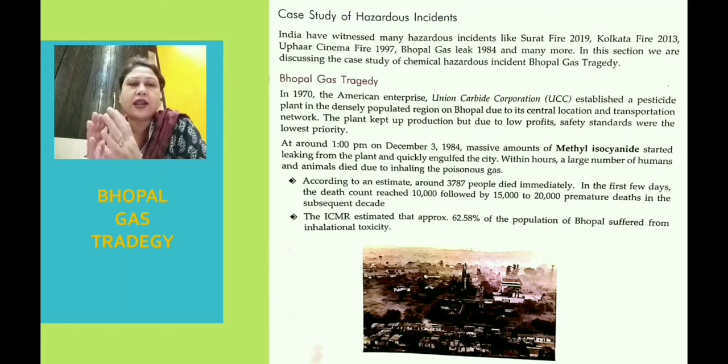Now what is Bhopal? What happened in the Bhopal gas tragedy? In the year 1970, the American enterprise known as Union Carbide Corporation, that is UCC, established a pesticide plant in a densely populated region in Bhopal, due to its central location and transportation network. So what happened? The plant kept up production, but due to low profits, safety standards were the lowest priority. They didn't give any priority to the safety standards.